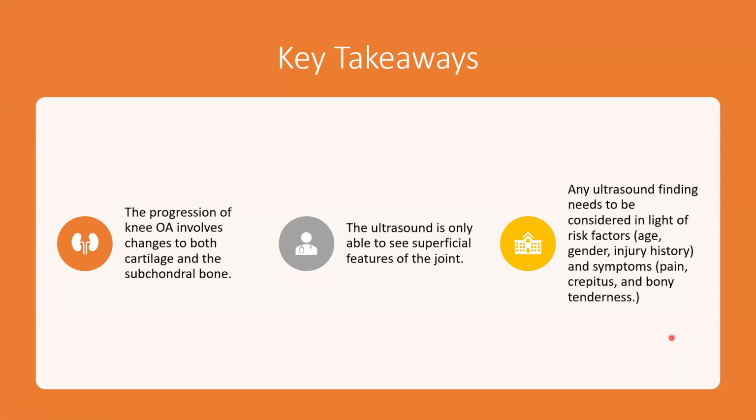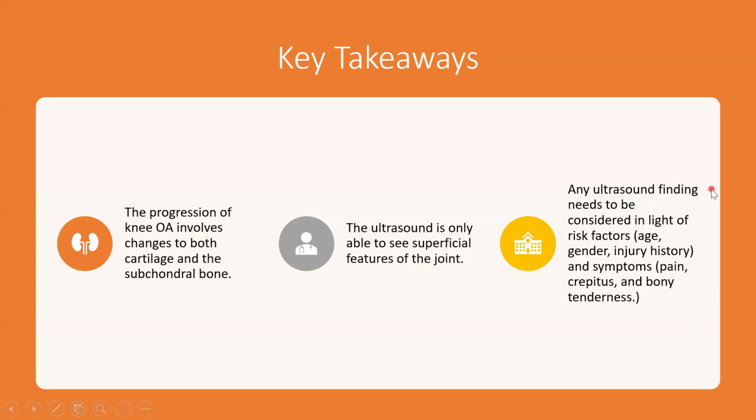So the key takeaways so far: remember that knee osteoarthritis is a progressive disease that involves changes in both the cartilage and the bone underneath the cartilage, that subchondral bone. The ultrasound is only able to see superficial features of the joint. In particular, the cartilage along the femur is the easiest to assess. So it's not the perfect tool, but it is fast and reliable for what you are able to see.